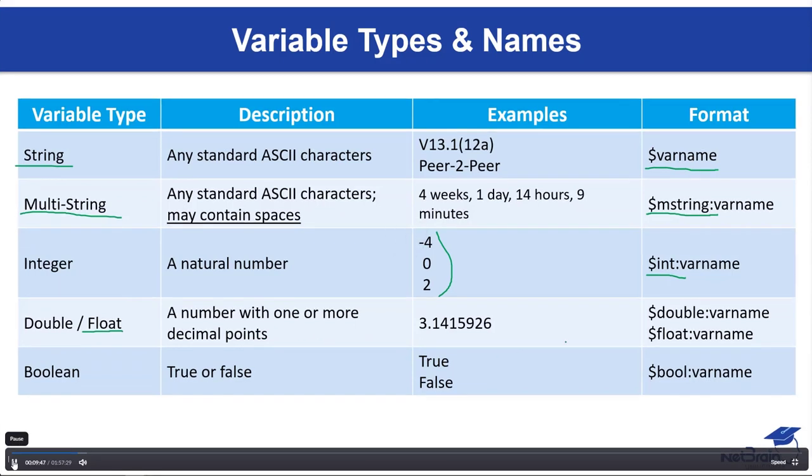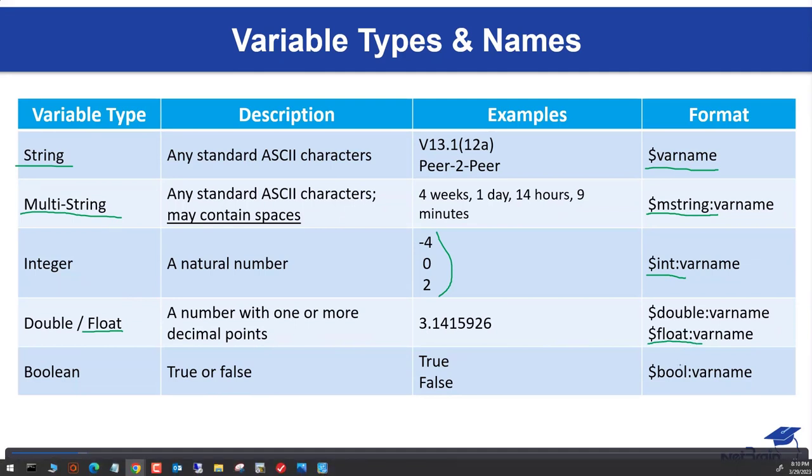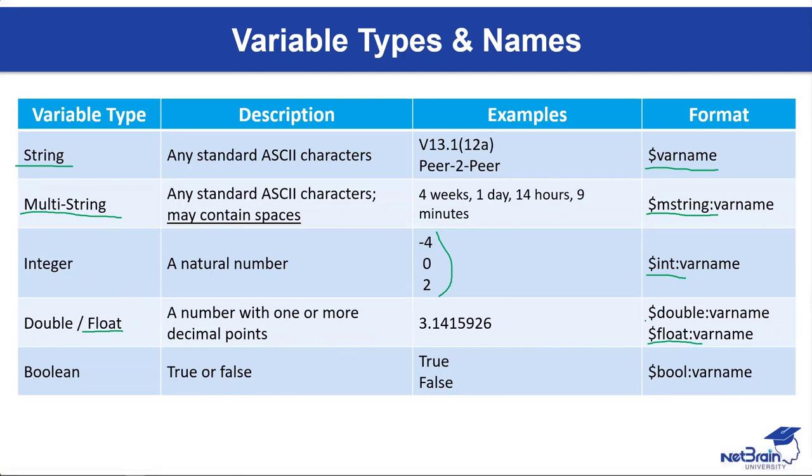A float is a positive or negative number that may have a decimal point. So that's float colon variable name. Depending on your version of NetBrain, the interface and the system may require you to define it as a double instead of a float.